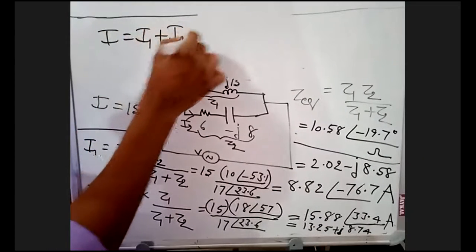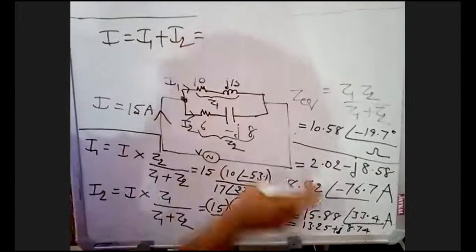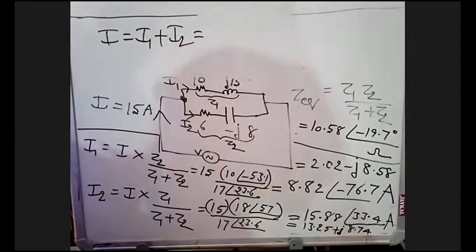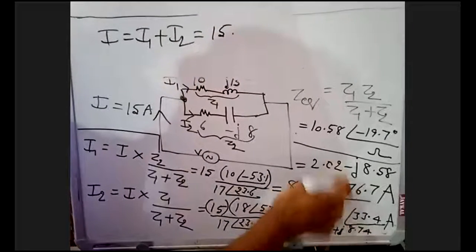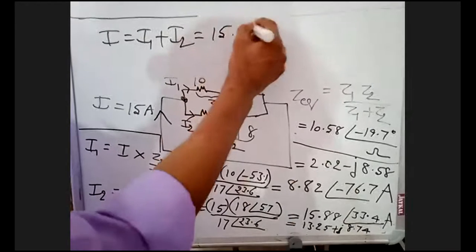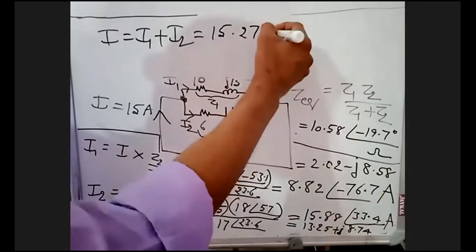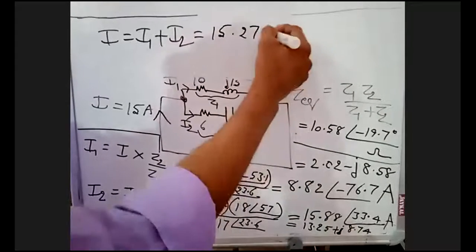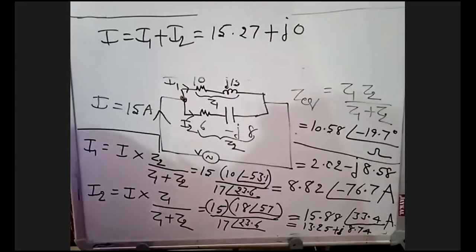Take down I1 plus I2. Your I1 is 2.02. Add the real parts: 2.02 plus 13.25 is 15.27. And add the imaginary parts: the imaginary part is approximately 0. Is it okay?